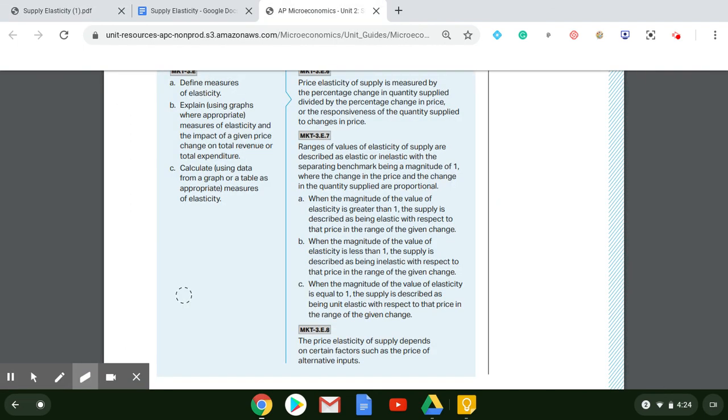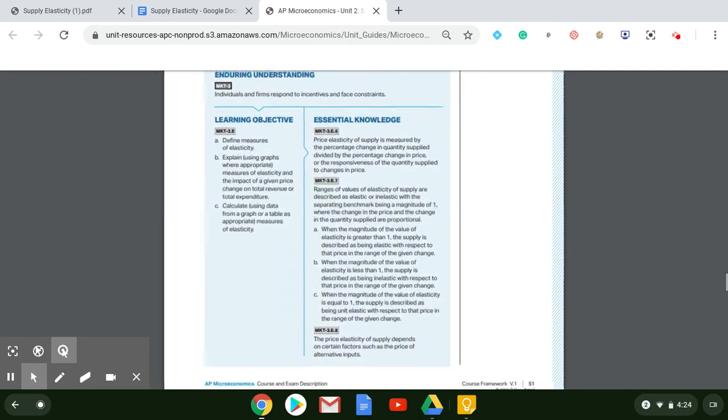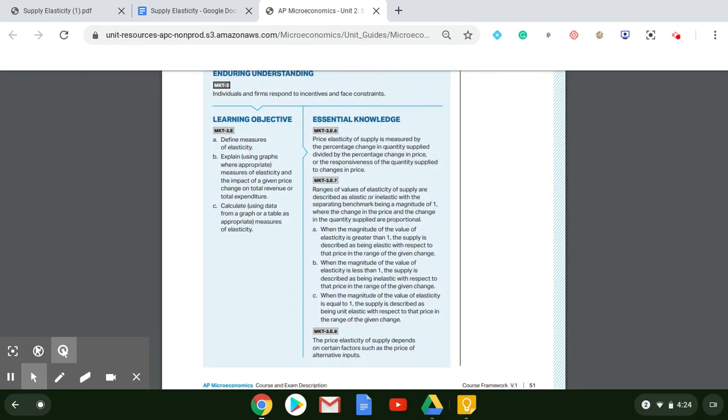Let's recap some of our essential knowledges and some of our learning objectives. Just make sure we've hit everything. So learning objective, we defined the elasticity, we calculated it, we talked about how it relates to total revenue. Like I said, price elasticity of supply doesn't have much to say about that. Price elasticity of demand is what goes into this total revenue relation here.